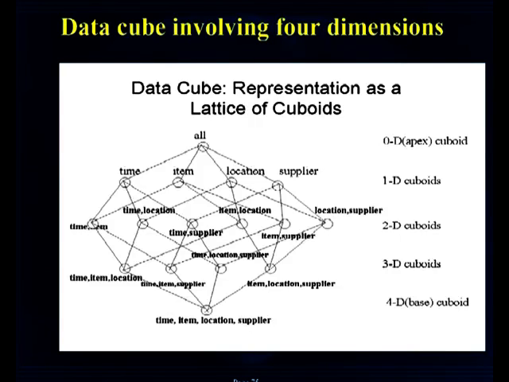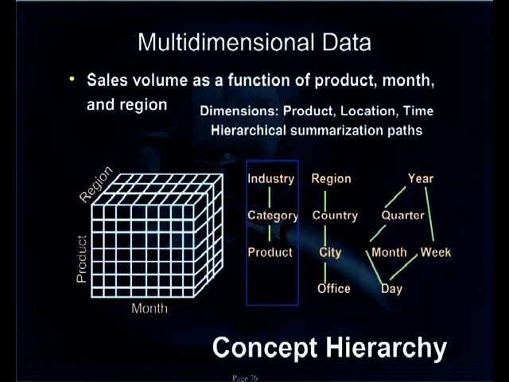called apex cuboid. Total sales is the highest level of summarization over all 4 dimensions, whereas sales for an item in a location supplied by a supplier in a year is the lowest level of summarization. Between these two extremes, there can be different levels of summarization. In addition, as I mentioned earlier, whenever you compute the data cube, for each combination of the dimensions, we are doing the aggregations. But we can also reduce the number of aggregations by using the concept of hierarchy.